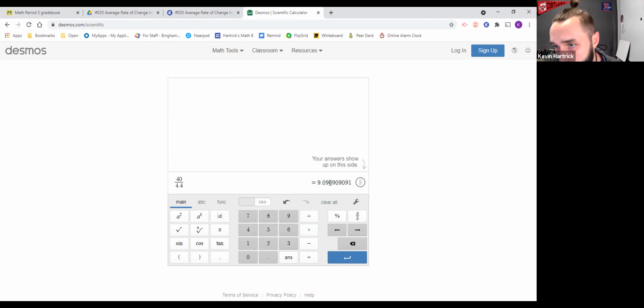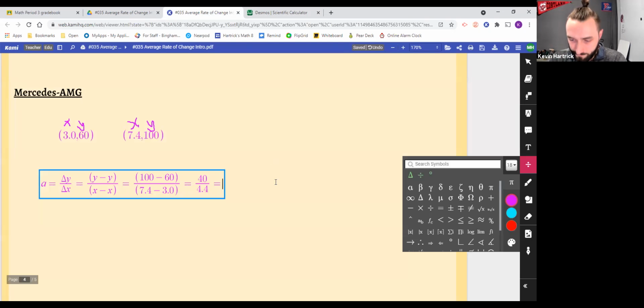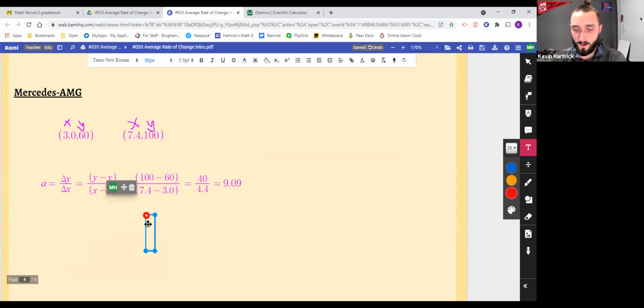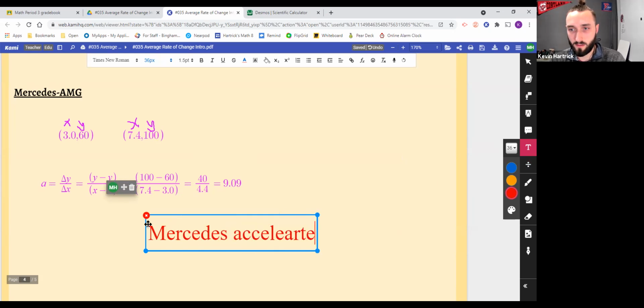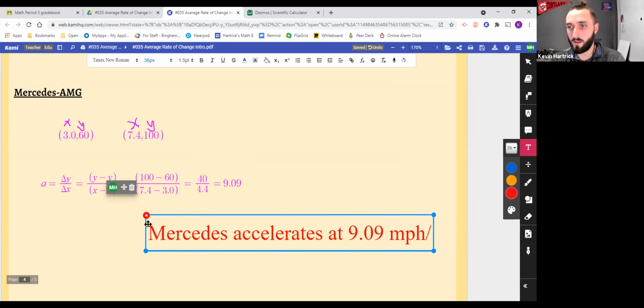All right, again, we need to look at our thousandths place to determine whether we're rounding or not. So tenths, hundredths, so right here is where I want to go. So I need to look at the one next to it. The one next to it is a 0, so that tells me to just stay where I'm at. So 9.09, which means it is the slowest. Okay, so we're going to say Mercedes at 9.09 miles per hour per second.